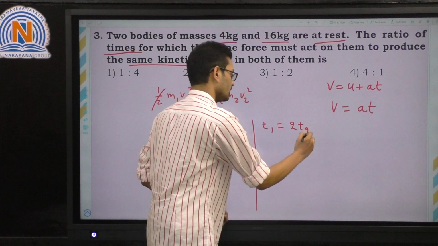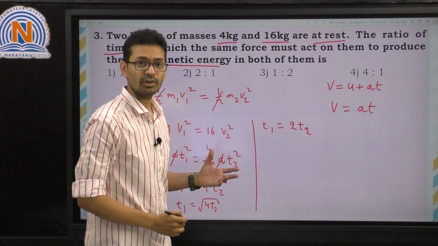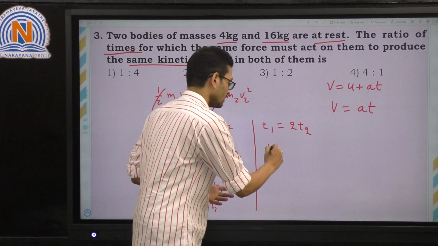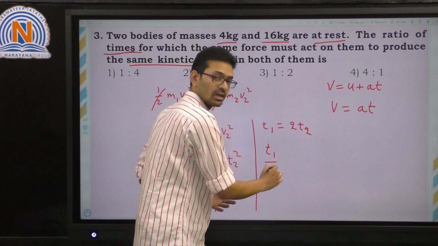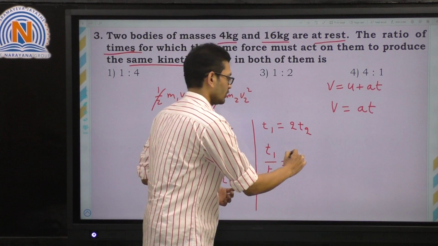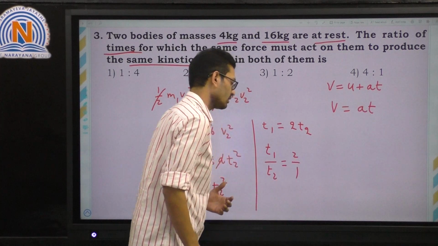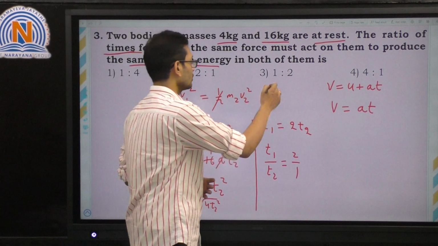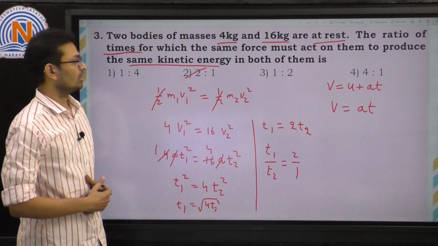So from here if you want to find the ratio of t1 and t2, you send the t2 to this side and you will be getting t1 by t2 which is equals to 2 by 1. So the ratio of these both is nothing but 2:1.